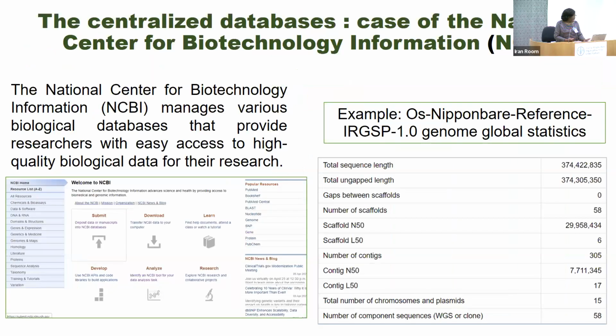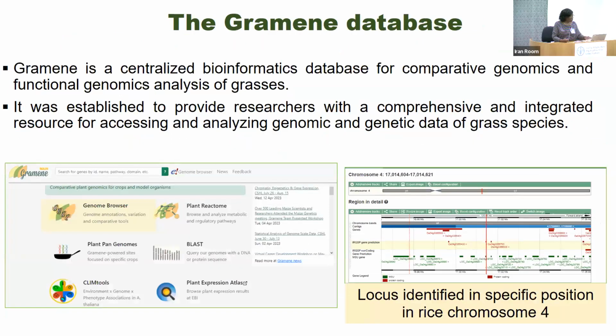I also wanted to share with you some centralized databases where this information is stored. I took the example of the National Center for Biotechnology Information, NCBI. They have all this information, where scientists can go and use it and apply it in their programs. We also have the Gramene database, developed by Dr. Susan McCouch from Cornell University, very useful for grass species and for scientists working on genomic research.